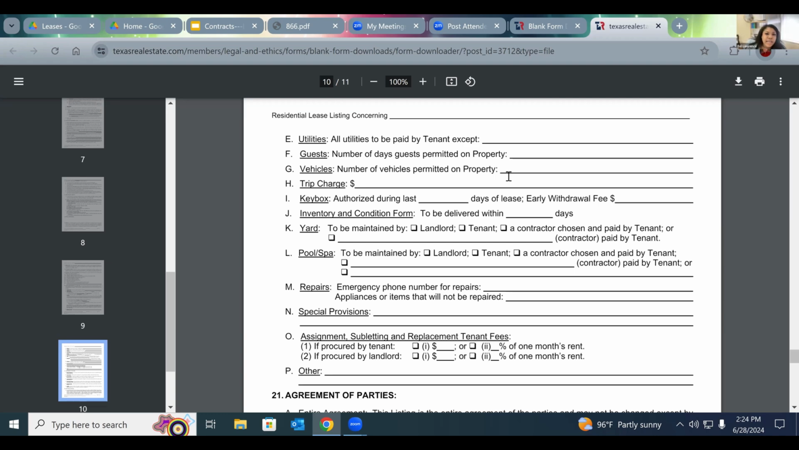I have three teenage children that each have a car. If you're only going to allow me two cars, are you discriminating because I have children?